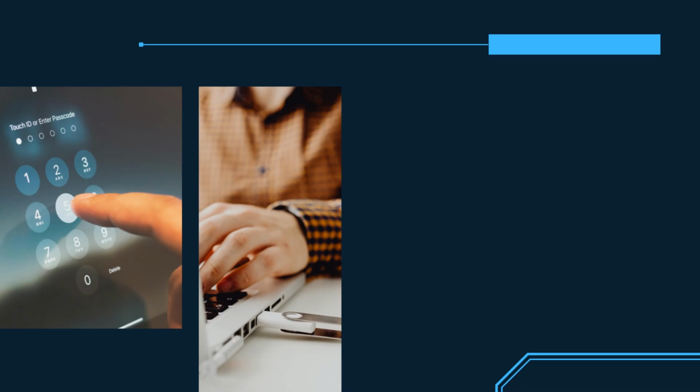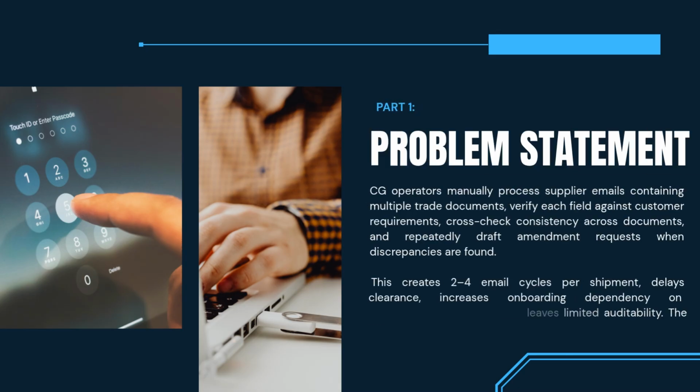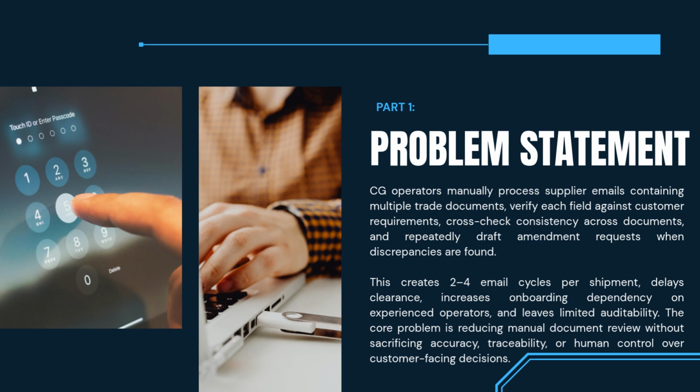Hi, I'm Yashaswini. CG operators manually review shipment documents, validate fields, and draft amendment emails. This is going to create delays, repetitive work, and multiple email cycles per shipment.